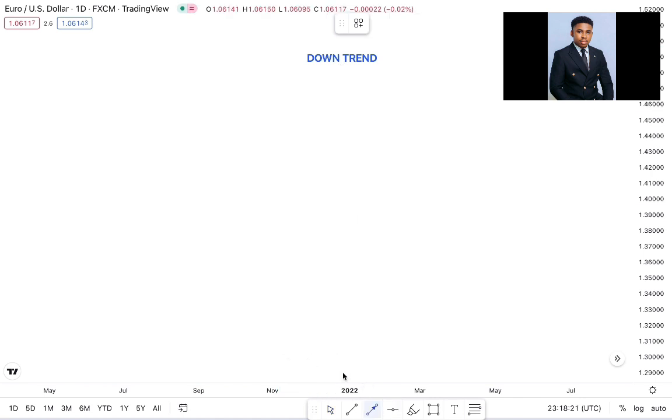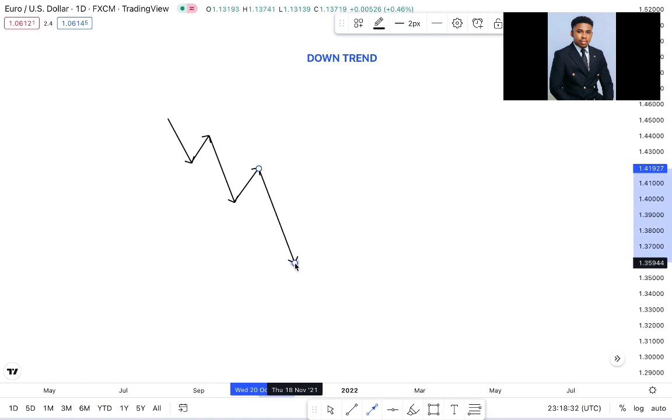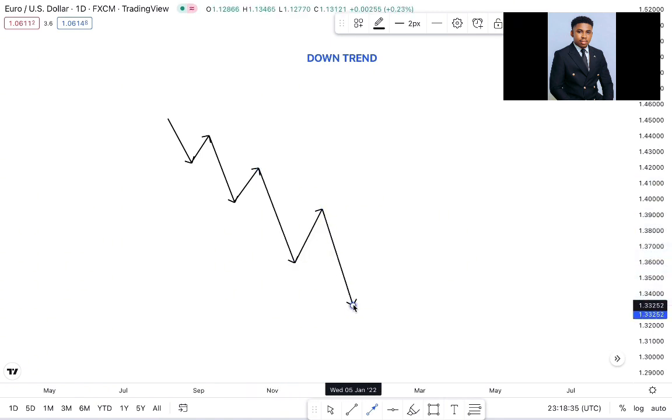Okay, so this is what a downtrend looks like. The market usually makes lower lows and lower highs. Okay, I believe we've already talked about this, so it shouldn't be confusing at this point.